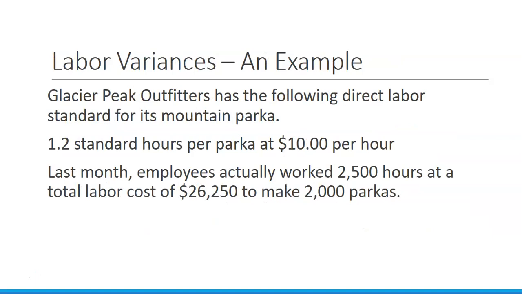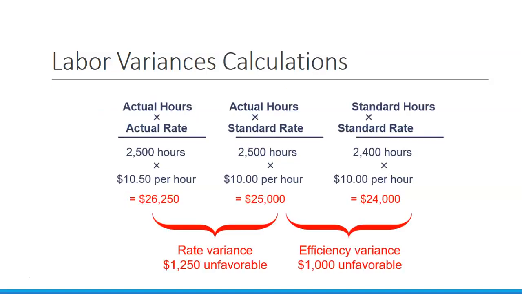Our labor variances, so we have each parka takes 1.2 hours of direct labor at a rate of $10 per hour. Last month, we actually worked 2,500 hours at a total labor cost of $26,250 to make 2,000 parkas. So for 2,000 parkas, if we take 2,000 times 1.2 standard hours, we should have used 2,400 hours. So we can already see before going to the next slide that we have an overage in labor hours.